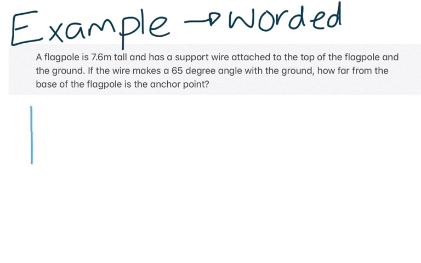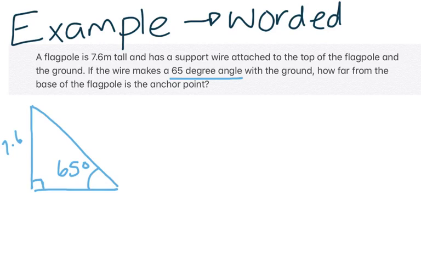So we've got the flagpole here. Now we are assuming that the flagpole is at 90 degrees to the ground. We have a support wire that goes from the top of the flagpole down. Let me just try drawing that again. So, support wire down to here. We've got a right angle where the flagpole meets the ground. We can put 7.6 meters on the flagpole side. It says the wire makes a 65-degree angle with the ground, which means it's this angle here, so that's 65 degrees.